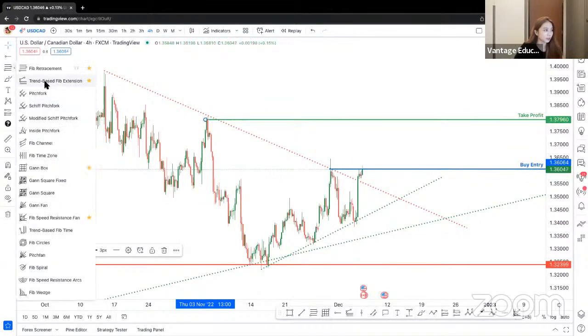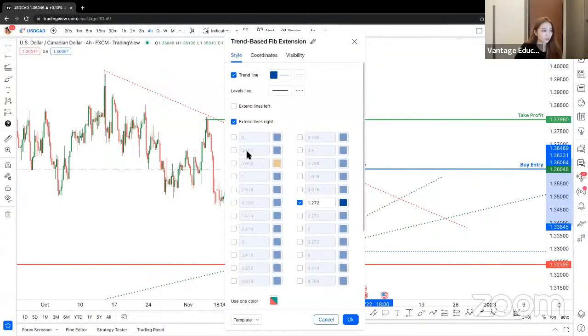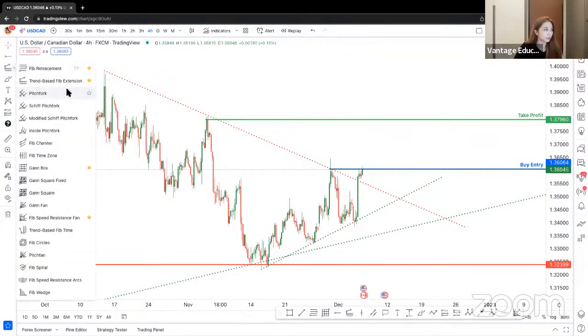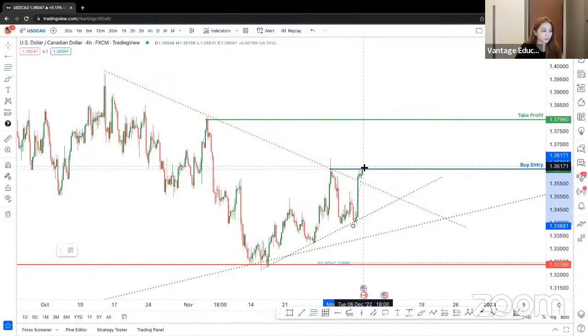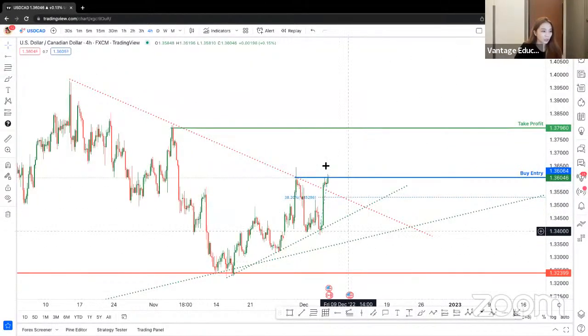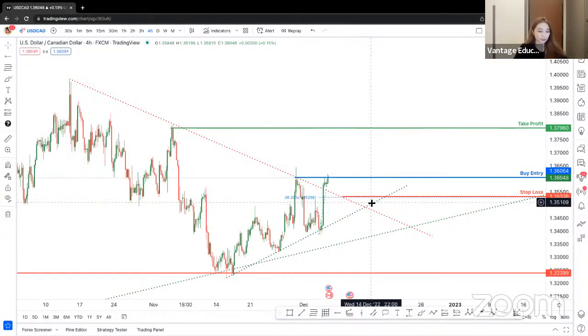Let me use Fibonacci for our stop loss. This is a bit far. Both too far. Should use retracement. 38.2 seems good to me. Just nice, it coincides with our downward moving trend line that it has already surpassed just now.